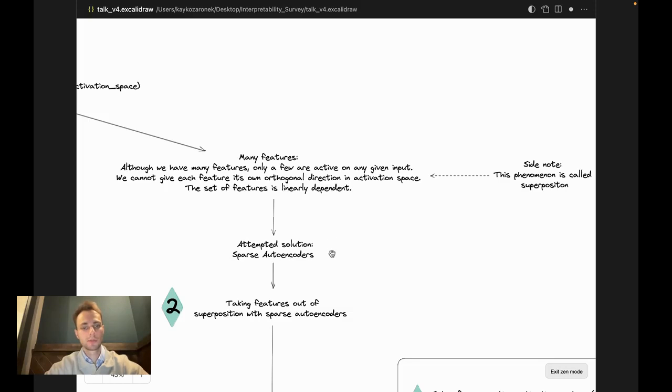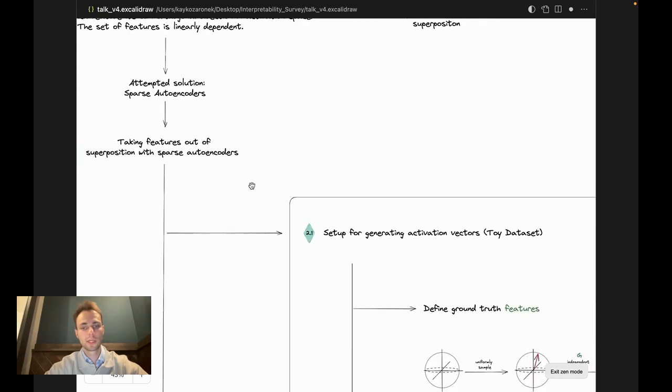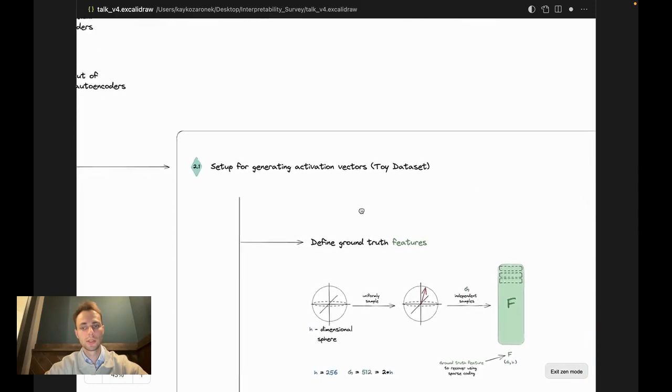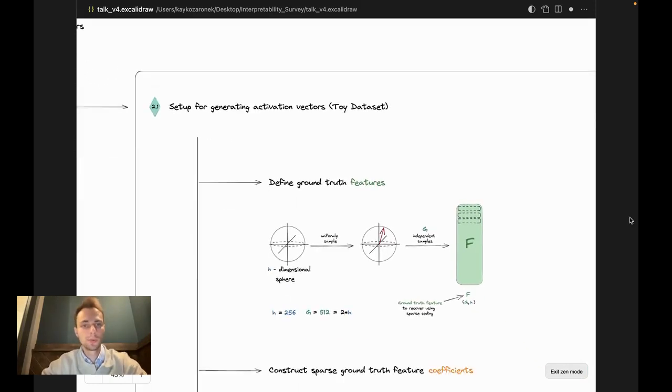In the literature, we found an attempted solution to this problem, which is that of sparse autoencoders. And the paper that we would like to use as a case study here is called Taking Features Out of Superposition with Sparse Autoencoders. Let us have a first look at the setup for generating the activation vectors, similar to what we did in the previous paper. Now, in the previous paper, we had access to activation vectors just by taking board states and feeding them to our network. Now, in this paper, we don't quite have that, but we are generating activation vectors ourselves.